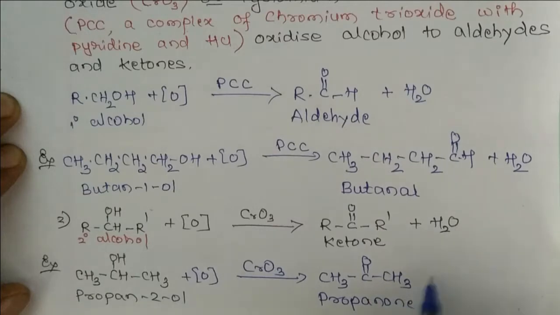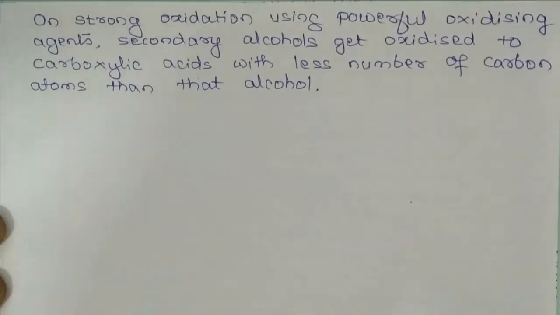Propanone, that is a ketone, plus a molecule of water. If mild oxidizing agents are used, secondary alcohols on oxidation form ketones and the reaction stops at the ketonic level. If strong oxidizing agents such as alkaline KMnO4 or acidified potassium dichromate solution are used, then secondary alcohols undergo oxidation to form carboxylic acids with fewer carbon atoms than the alcohol.